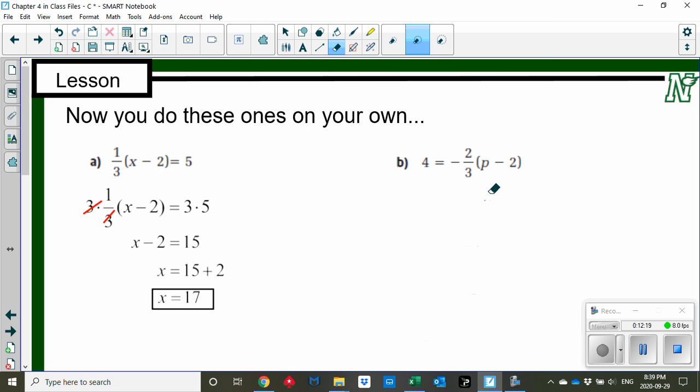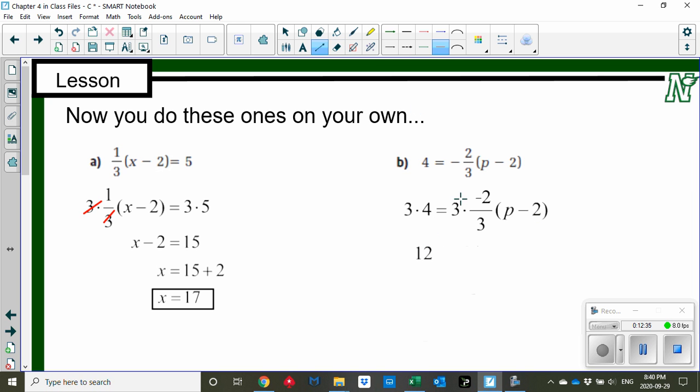Over here, what's my denominator? It's the 3. So this side gets multiplied by 3. And this side gets multiplied by 3. And notice I put that negative up with the 2 like we always do. What happens on this side? We get 12. But on this side, notice the 3 and the dividing by 3 go away. Think of your favorite number. Multiply that number by 3 and then divide it by 3. You're right back to your favorite number. Well, my favorite number is negative 2 bracket p minus 2. So when I multiply it by 3 and divide it by 3, I get right back to negative 2 bracket p minus 2. They cancel each other out.